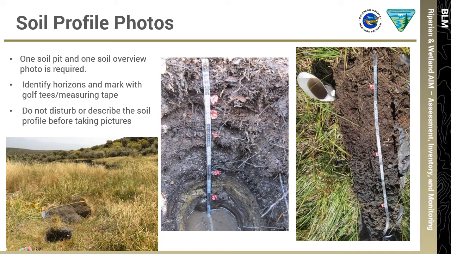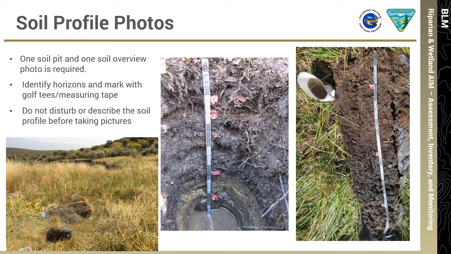In addition to taking transect and overview photos, you're required to take pictures of the soil pit. Before taking the picture, identify your soil horizons and mark these horizons with golf tees and the measuring tape as shown in these example photos. Once you have identified the horizons, take 1 photo of the soil pit and 1 overview or landscape view before you continue with your profile description.